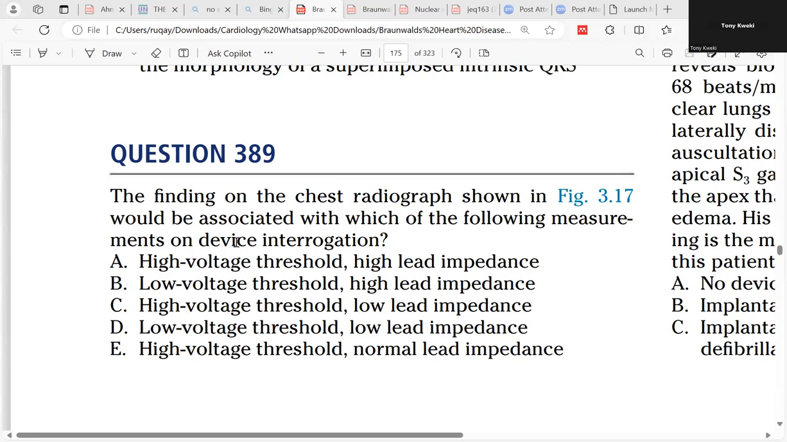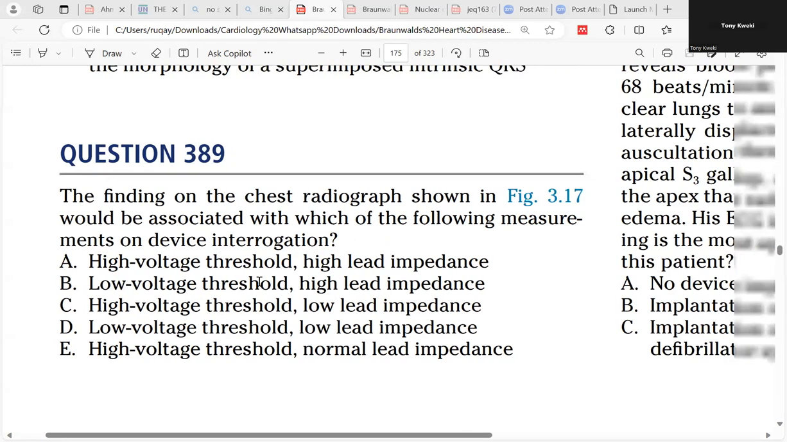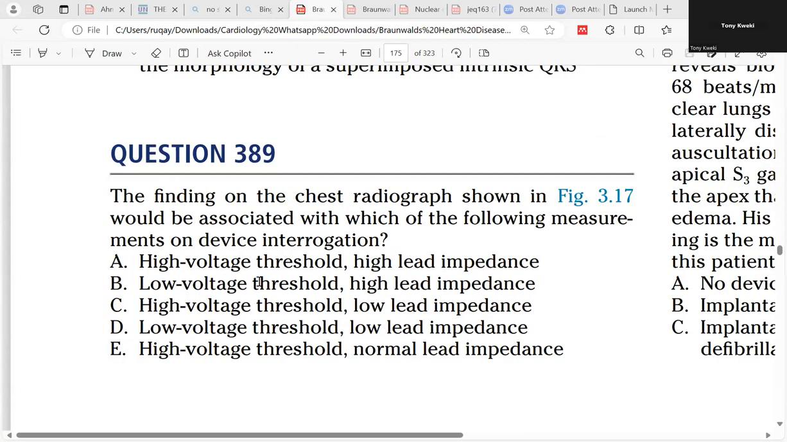B says low voltage threshold, high lead impedance. That's not correct. C says high voltage threshold, low lead impedance. D, low voltage threshold, low lead impedance. This is seen when there's insulation problems. Insulation of the lead removes or something. Then E, high voltage threshold, normal lead impedance. I think this is seen in lead dislodgement. But again, the pacemaker, things will become clearer when we have our lecture with those cases. So any input here?